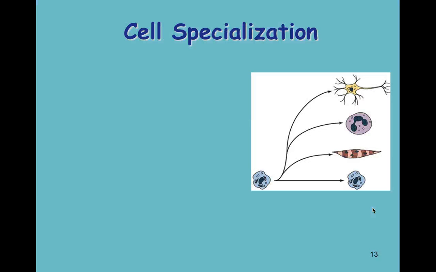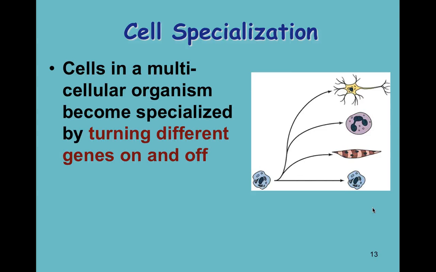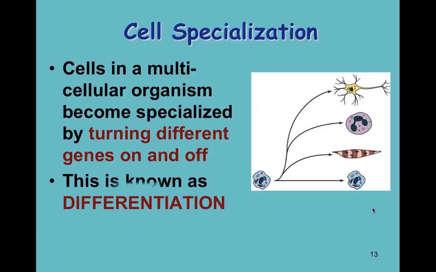Cells also specialize in certain tasks. So cells in a multicellular organism become specialized by turning different genes on and off. We call this differentiation. So we may start off as one basic type of stem cell. Certain genes in your DNA are going to be turned on or off to say, hey, maybe I need to be a nerve cell. Or that same cell, different genes may be turned on or off and say, okay, maybe I need to be a bone cell. Same cell or a different cell, turn certain genes on and off, and we're going to be now a muscle cell. Or maybe it just stays the same and it's going to be the basic generic cell.